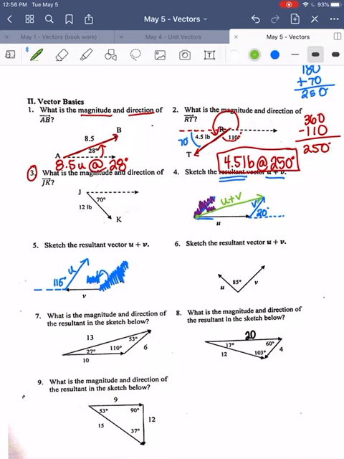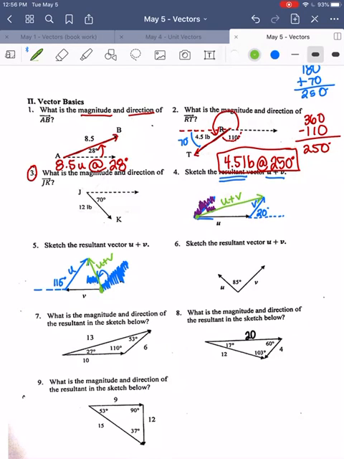And so now to draw the resultant, I'm going to start at the beginning of my original one, or it doesn't really matter, this one though, and I'm going to go to the end of that one, the tip to the tail. So this is u plus v. Okay? And then with number 6, we're going to do the same thing.